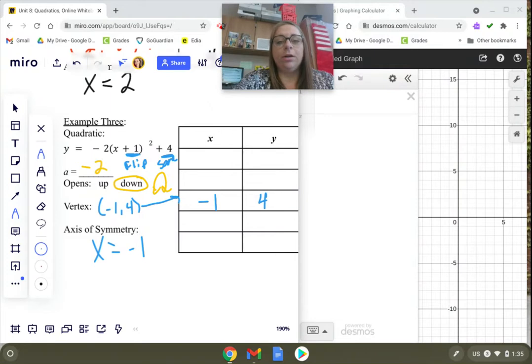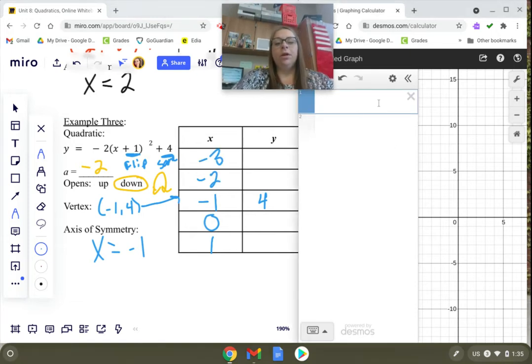So if that's negative 1, 1 more than that is 0. 1 more than that is 1. Let's go the other way. So negative 2 and negative 3. Again, you just want those to be in order. So once we're done with that, let's go ahead and type it in.